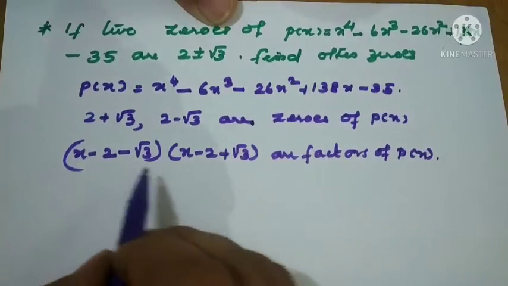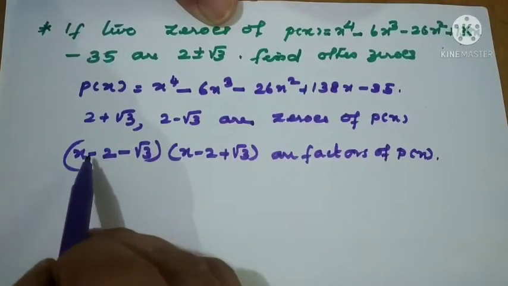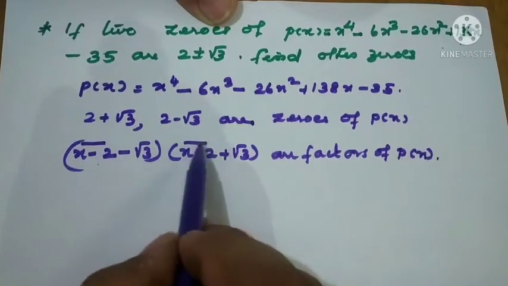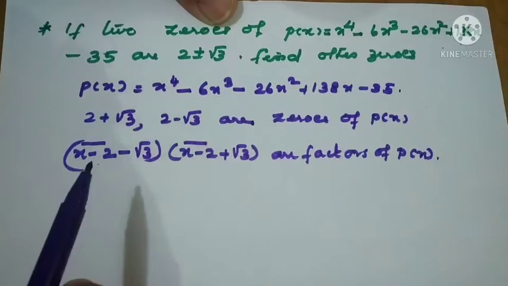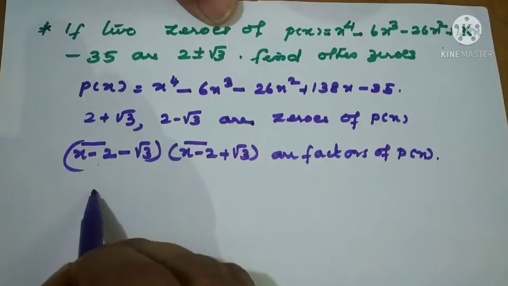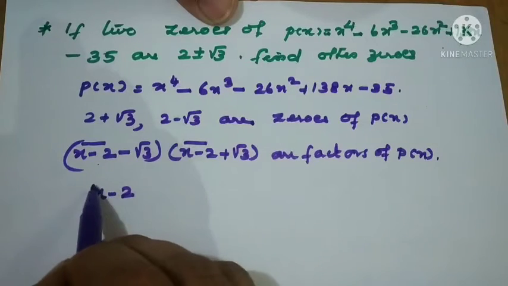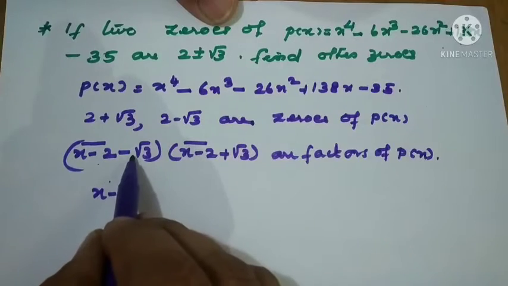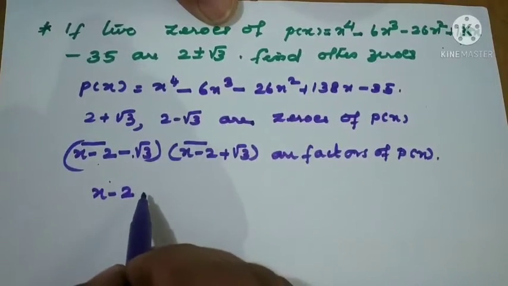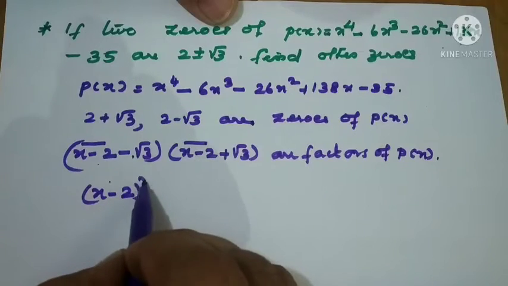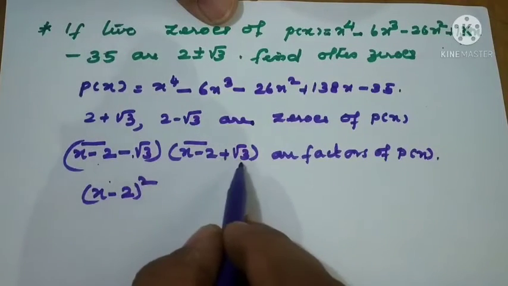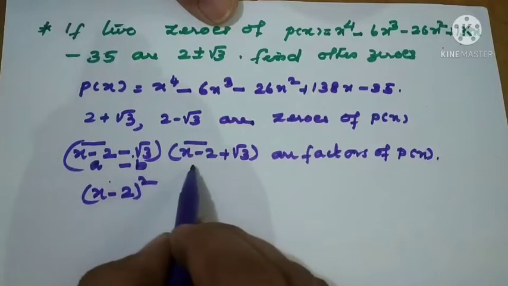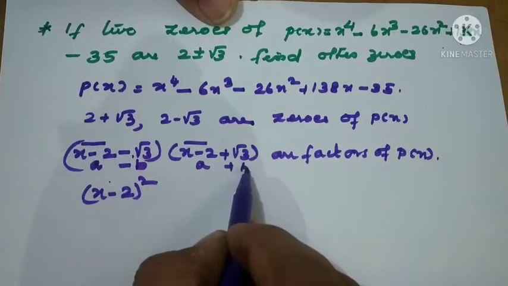So how we can simplify x minus 2 minus root 3? If you compare these two brackets, the first part is same. So we can take x minus 2 as a single term. Then the other term, in the place of a, this is minus b and this is plus b. So x minus 2 is a, and we have a minus b, a plus b.